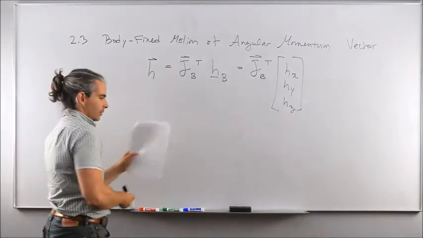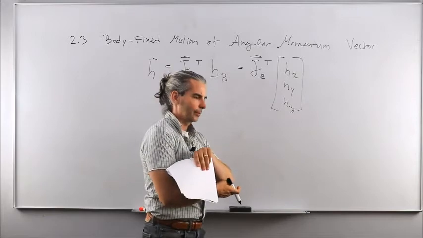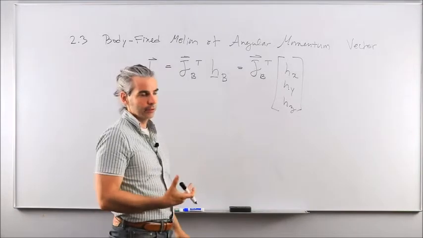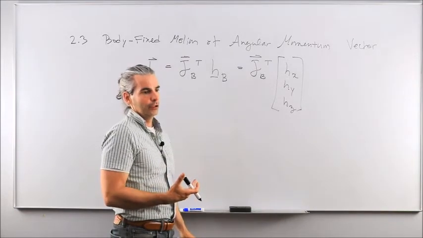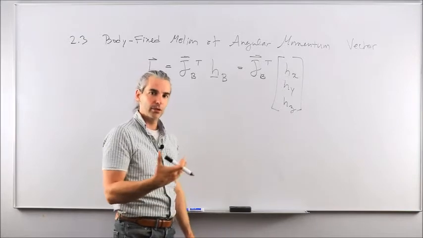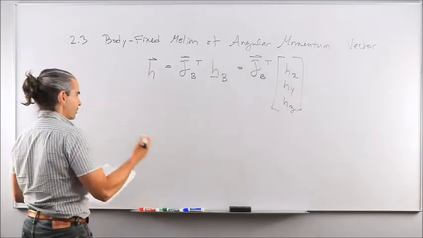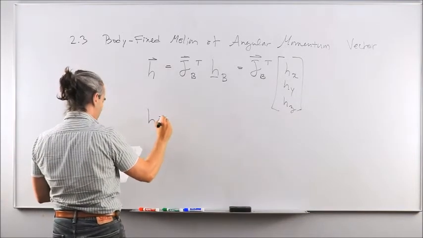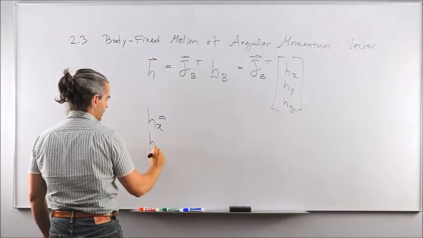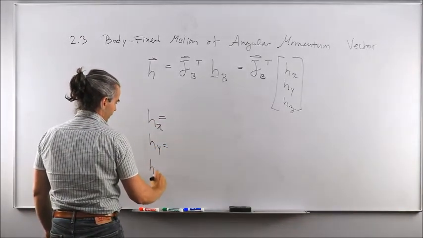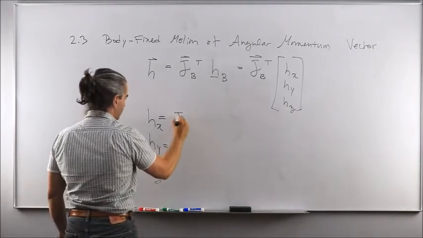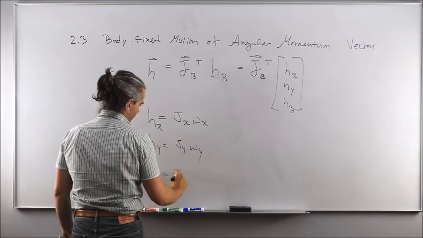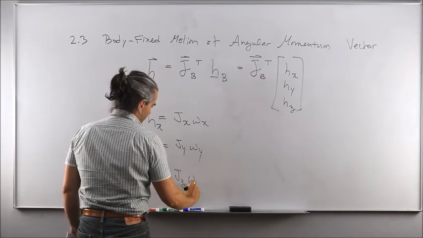So if you remember what we did at the very end of chapter 1, which was a derivation of Euler's equation of motion, we had said that the angular momentum is equal to the inertia matrix times the angular velocity. So here we're not going to redo the derivation, because we know that h being equal to J omega allows us to write hx, hy, and hz equal to Jx omega x and Jy omega y and Jz omega z.